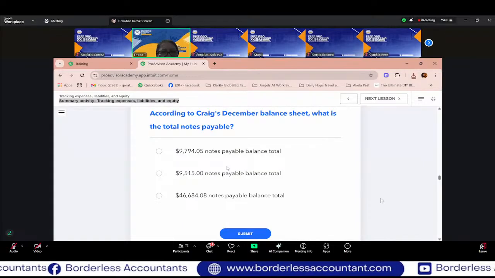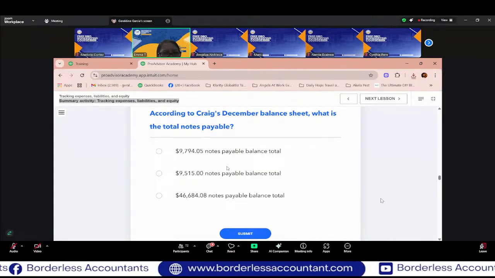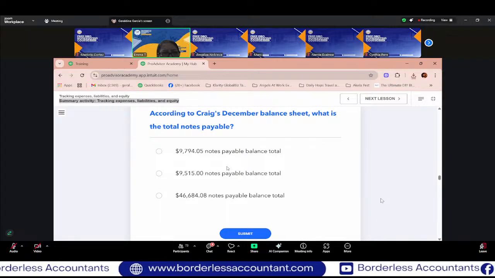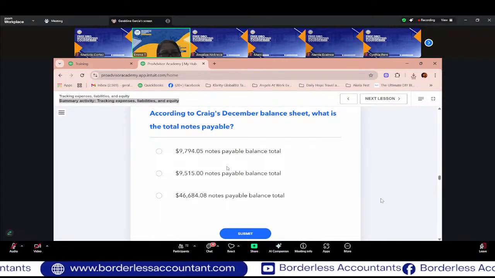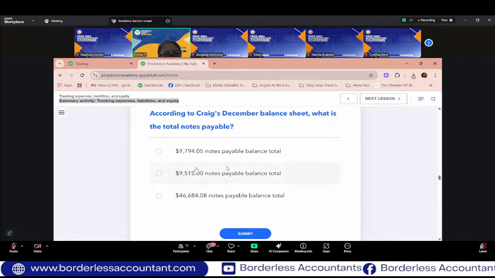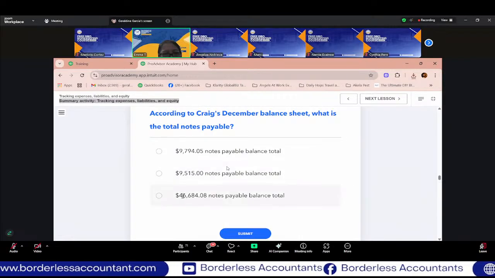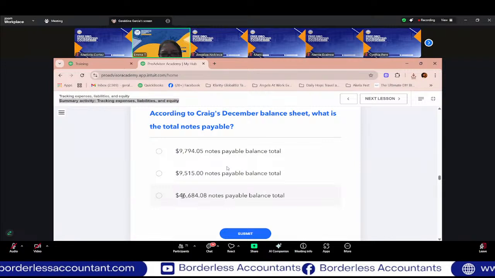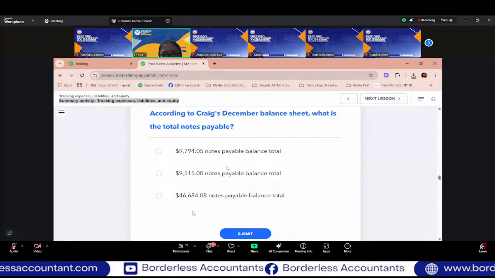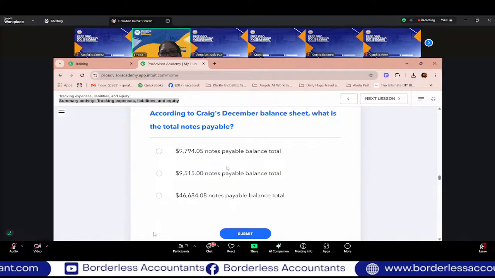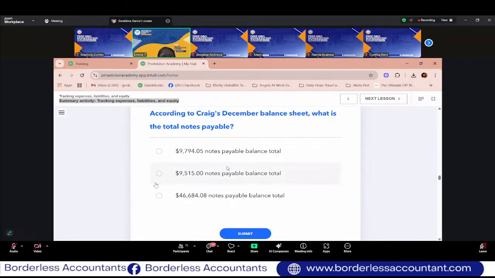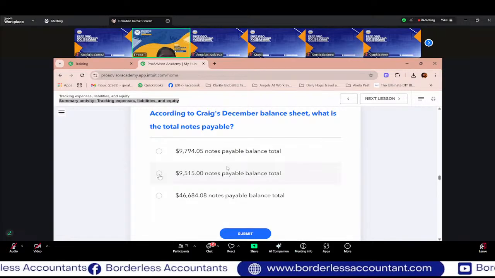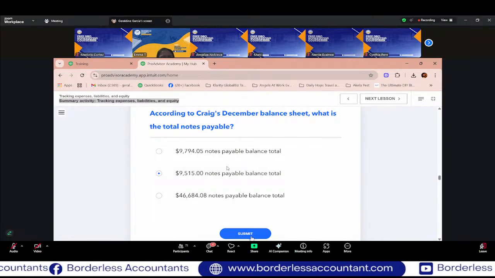According to Craig's December balance sheet, what is the total notes payable? A, $9,794.05 notes payable balance total. B, 9,515 notes payable balance total. C, notes payable balance total. So majority of the answers is B. Can we choose B, Ging?